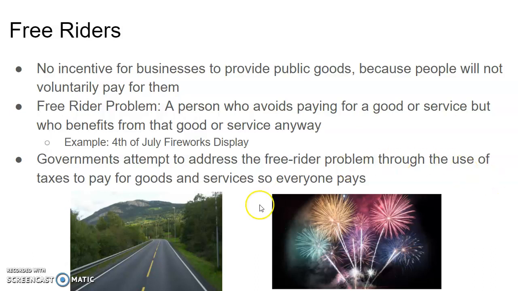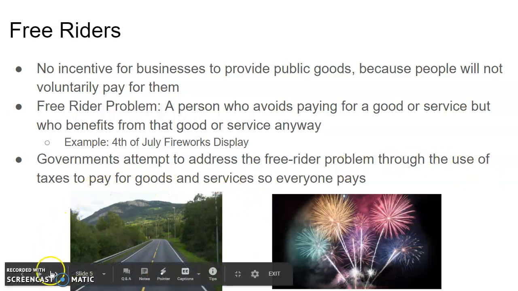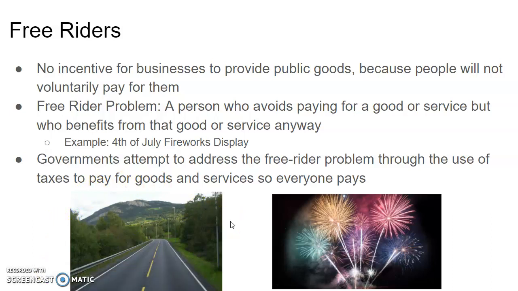Another example of a free rider would be a road. If you have a road in your community, that road may have existed way before you were even born, and somebody else paid the taxes to provide that road for you, but that road still exists. And so you're not paying for that good or service, somebody else paid for it, but you are now benefiting from that.